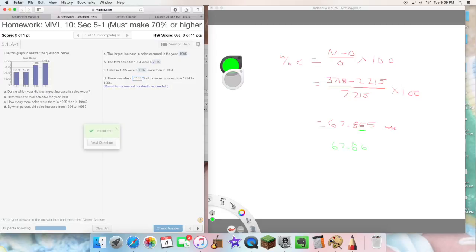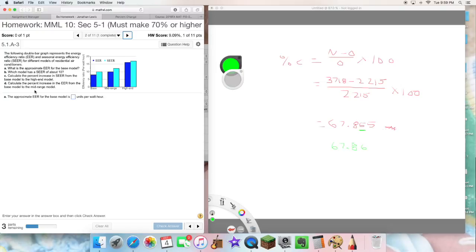67.86. And we're right. Okay, the next one is pretty much the same thing. I am not going to work this problem out with you, but look at it. It says just read the problem. But notice, it's asking for the percent increase from SEER from the base model to the high-end model.